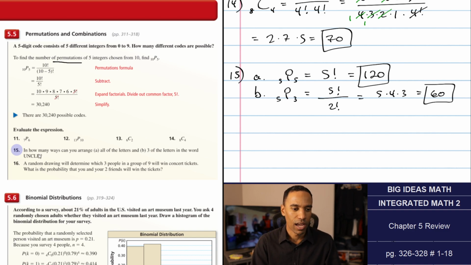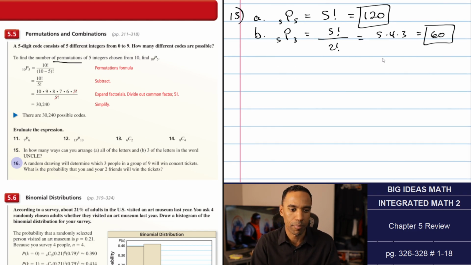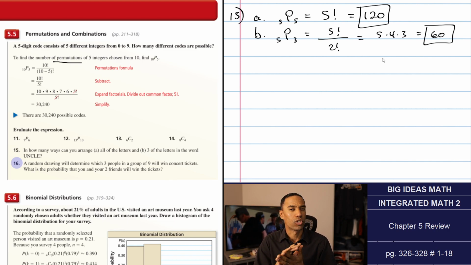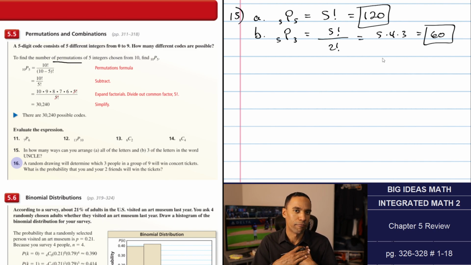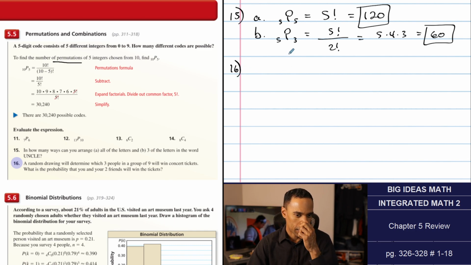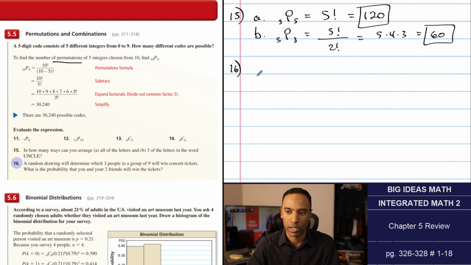Number 16, a random drawing will determine which 3 people in a group of 9 will win concert tickets. What is the probability you and your 2 friends will win the tickets? So it doesn't matter which order we're winning the tickets. It doesn't matter if I'm first, my next friend is second and third, or they're first and I'm second. So this is a combination kind of scenario, but it is a probability question. They said a random drawing will determine which 3 people in a group of 9 will win concert tickets.